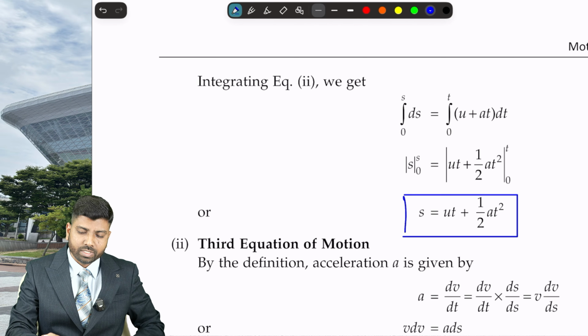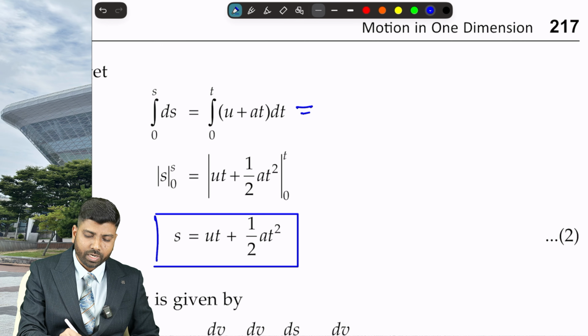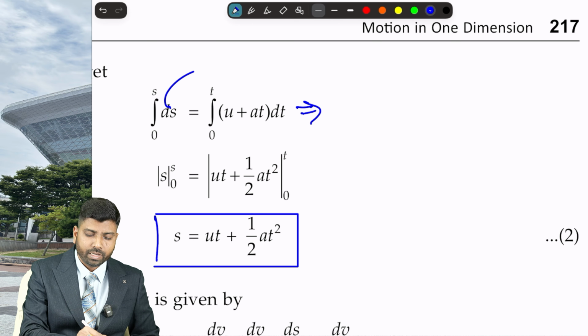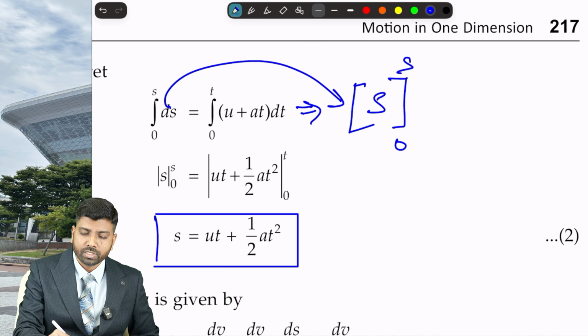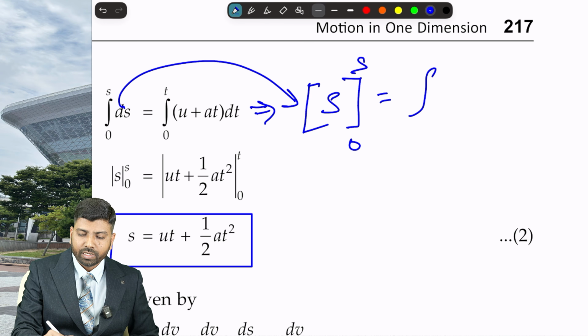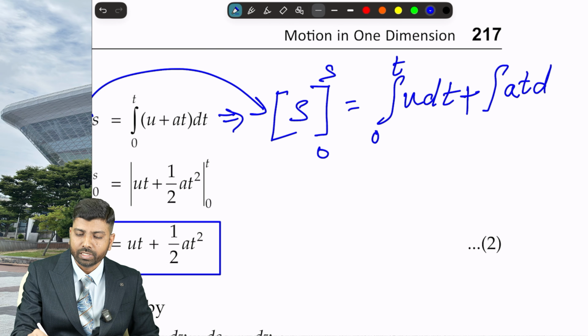So let me write one sentence for you here. The integration of ds will be s, and the range is from 0 to s, which is equal to the integration of u dt, with the range from 0 to t, plus the integration of at dt, with the range from 0 to t, right?